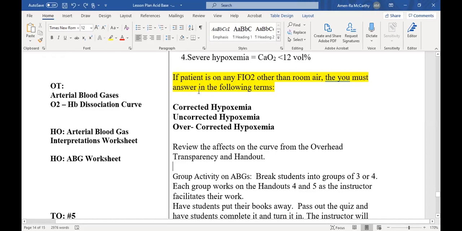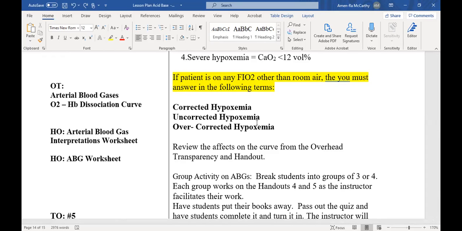So right here it says, if the patient is on any FiO2 other than room air, then you must answer in the following terms: either corrected hypoxemia, uncorrected hypoxemia, or overcorrected. So say Mr. Johnson is on room air, and you got an ABG, and his PaO2 was 30. You would say he's severe hypoxemia, right? Because he's on room air.